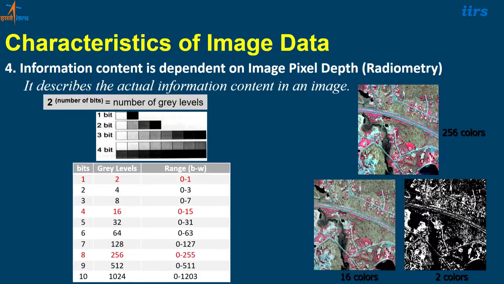Now the third is the depth of the pixel, how many colors one pixel can represent. We call it the radiometry of the image, basically. So it is dependent upon the pixel depth. How many color variations can I have for one pixel? It describes the actual information content in an image. So you should also know, if you see here, 1 bit, I have only two colors, black and white. 4 bit, I have a good number of variations. Grayscale also, I have many. There are many colors for that.